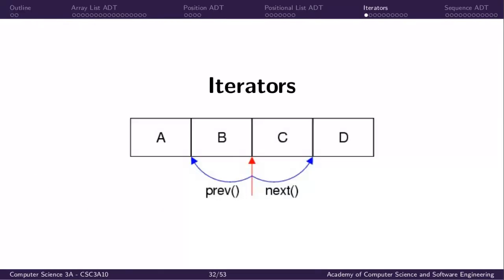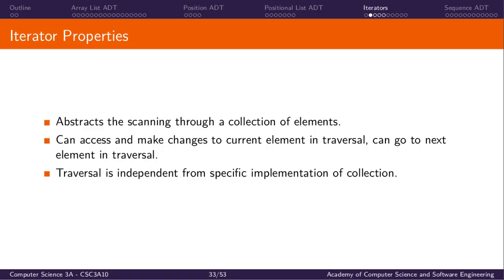So just to remind ourselves about what we're discussing: iterators, which is a way of abstracting a traversal, or moving through all the elements within a collection. So the idea of scanning through all of them should be independent of whatever particular implementation of a collection we're busy on.